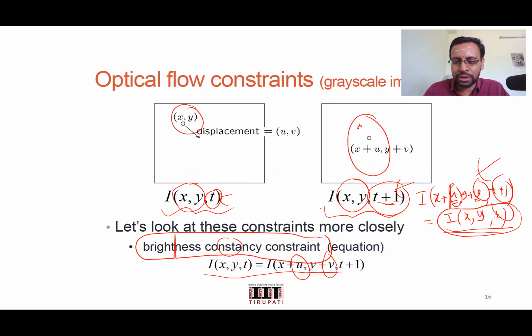So maybe I would give a few more hints as well. What are the unknowns here that you need to compute? I think the displacement u and v. That's right. At each pixel, you need to compute u and v. How many equations do you see in this slide? Only one. Only one equation is there. There are in fact multiple solutions.